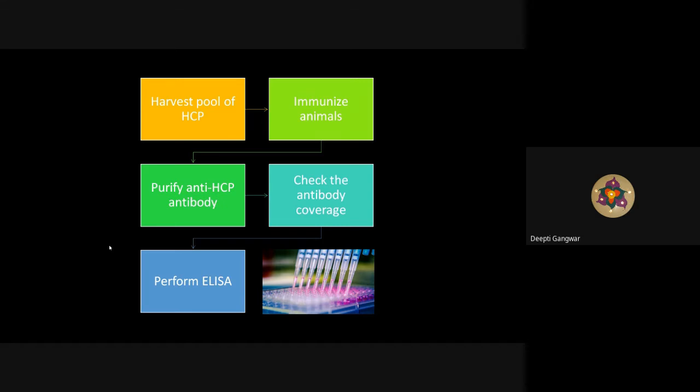And you have to actually tell that out of 100, either 70 or 80 are detected, and that is where you have to show that my critical reagent is able to detect only 70 or only 80% of the entire pool of host cell protein. So this becomes a very, very critical reagent, and while presenting it to the regulatory agencies, it is very important that you are telling what percentage coverage of anti-HCP antibodies you have generated.